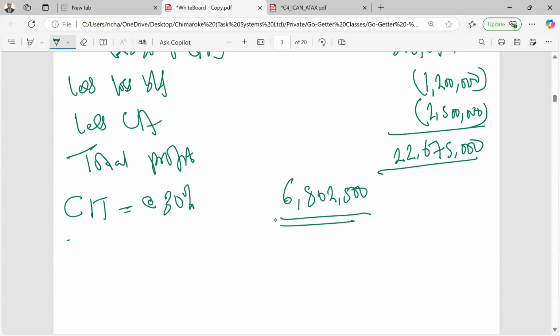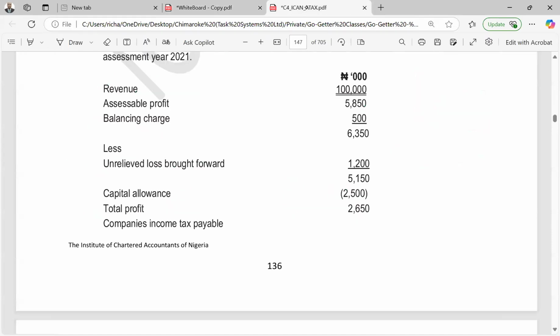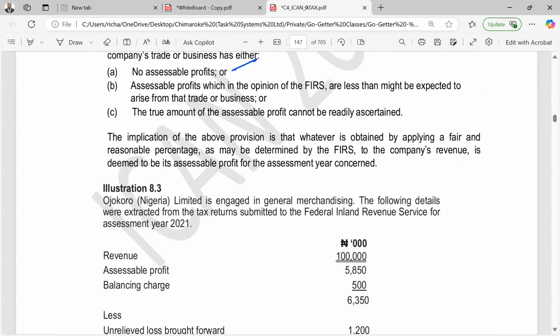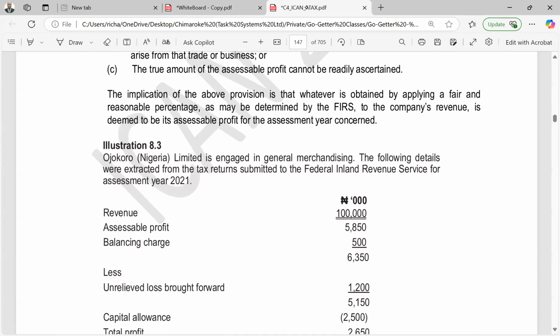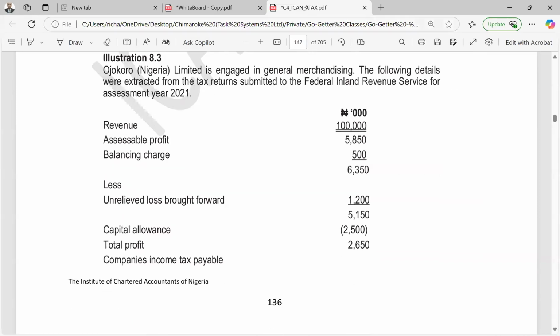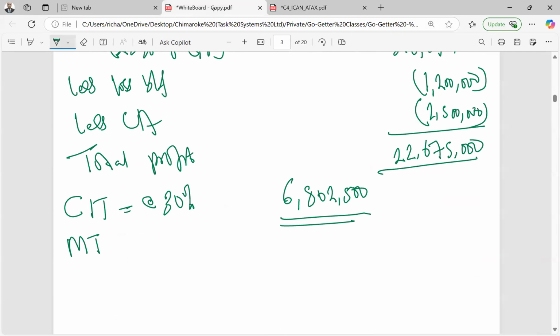So you can decide to do your minimum tax because this business has been in for many years. Okay, they didn't tell us that. They didn't tell us that it is within the first 4 years, so it is not exempted from minimum tax, and it is engaged in general merchandising.